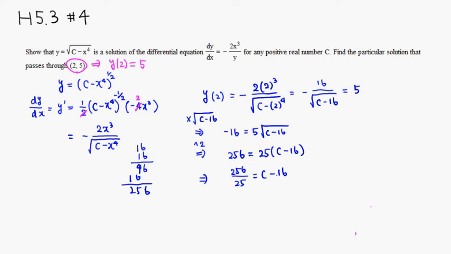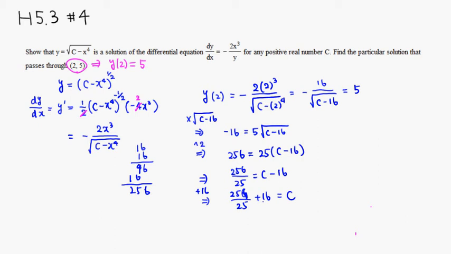Alright, to find the c, we're going to add 16 to both sides. So you have 25 on the bottom, 256, right? And 256 plus 16 is equal to c, right? So what would be c? It's going to be a big number.